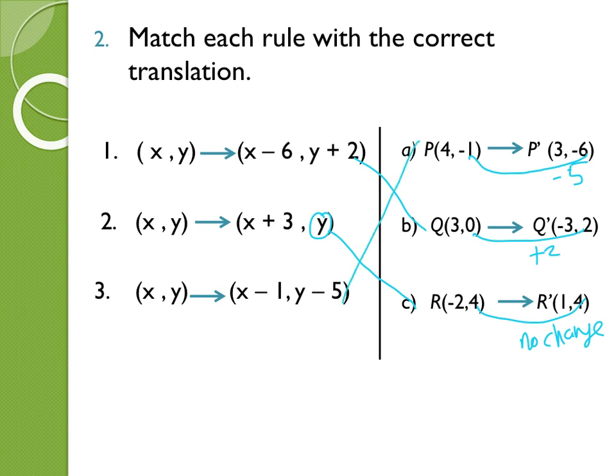I can check my X's too to make sure. On here, 4 to 3 would be minus 1, so that matches X minus 1. And B, 3 to negative 3 is minus 6. And that matches number 1.